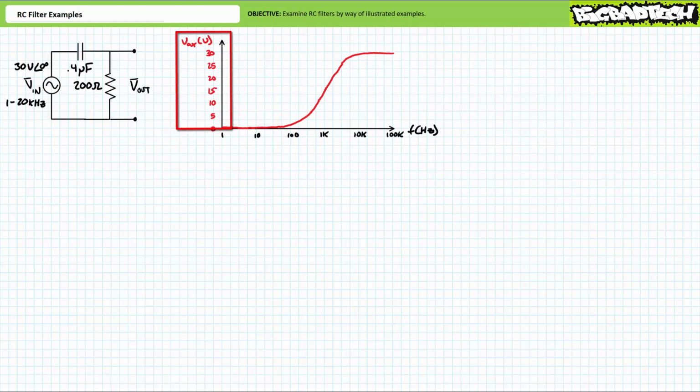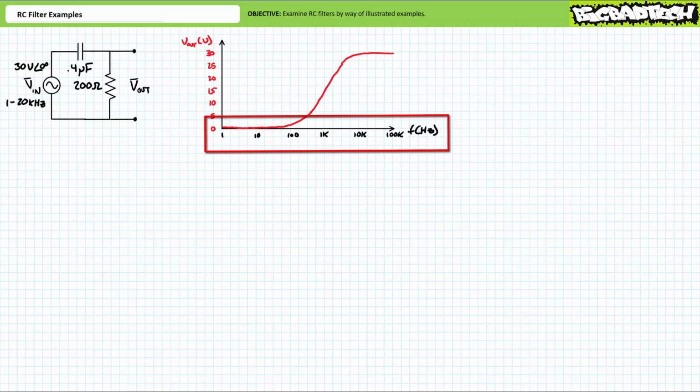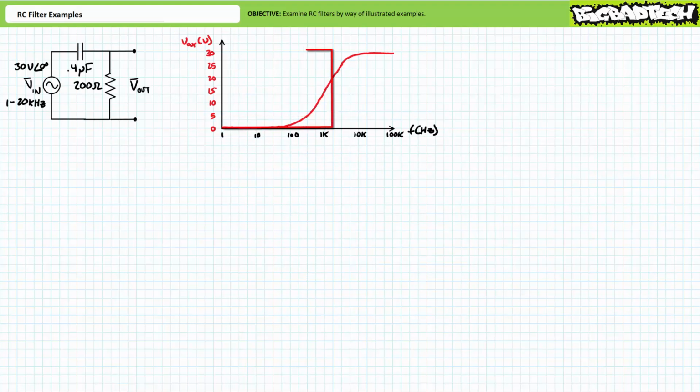You'll note output voltage is plotted linear on the vertical Y scale, and frequency is plotted logarithmically, where each equal interval represents a power of 10. At low frequencies, output voltage is low, and at high frequencies, output voltage is high. There's an identifiable knee or corner at the critical frequency, after which output kind of levels off.